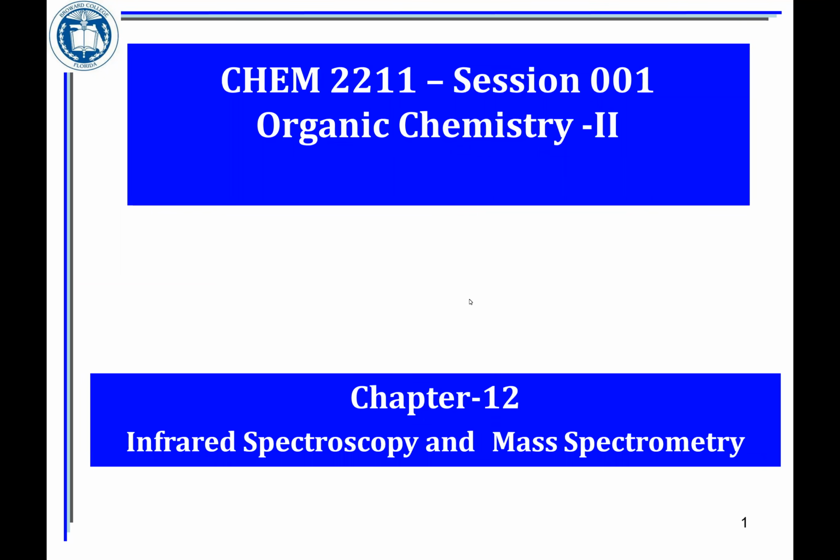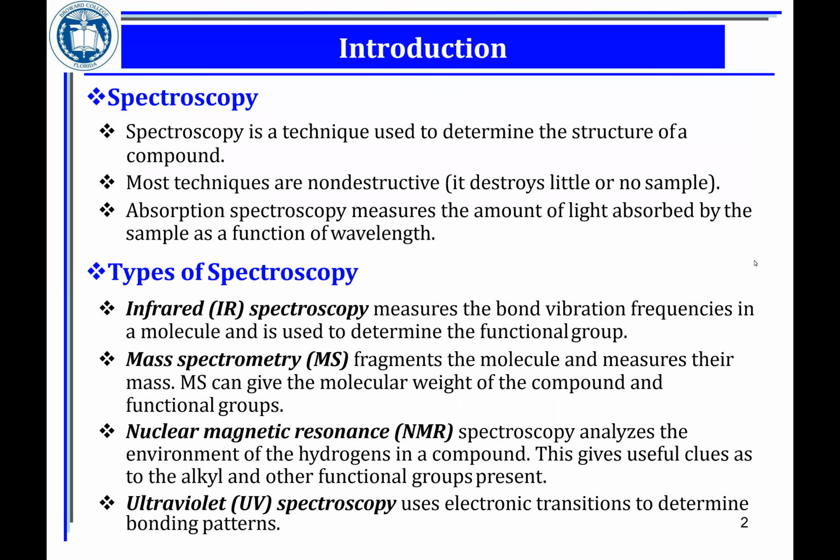Chapter 12 and chapter 13 are about spectroscopy techniques. What are spectroscopy techniques? Those are the techniques in which light at different wavelengths is somehow involved in the measurement or the technique. We have four different common spectroscopies that are used.